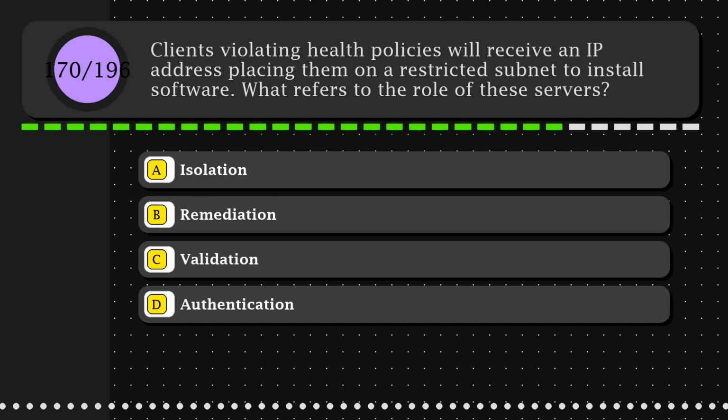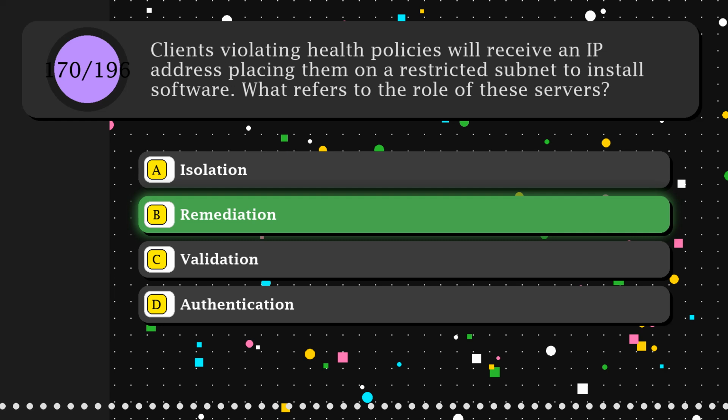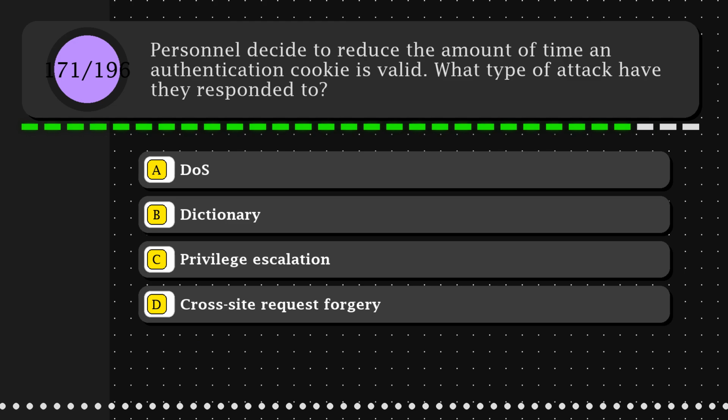Question 170. Clients violating health policies will receive an IP address placing them on a restricted subnet to install software. What refers to the role of these servers? Option A. Isolation. Option B. Remediation. Option C. Validation. Option D. Authentication. The correct answer is option B. Remediation.